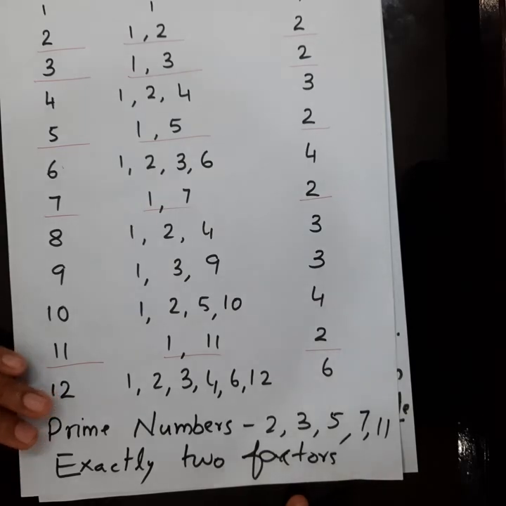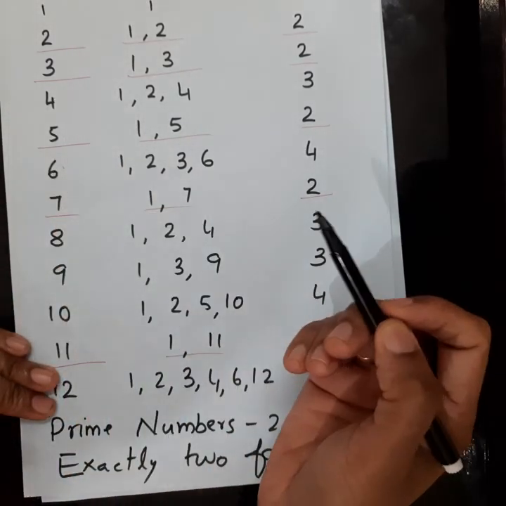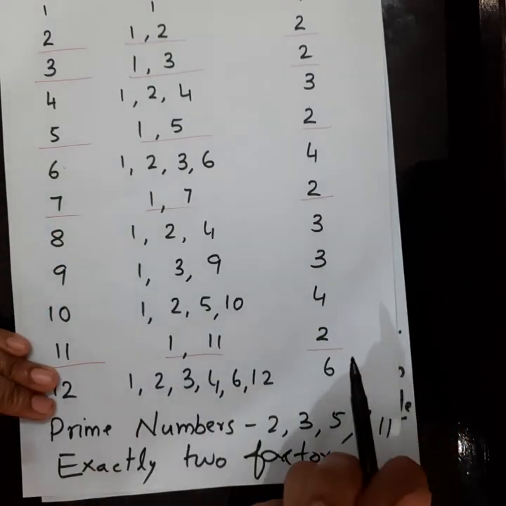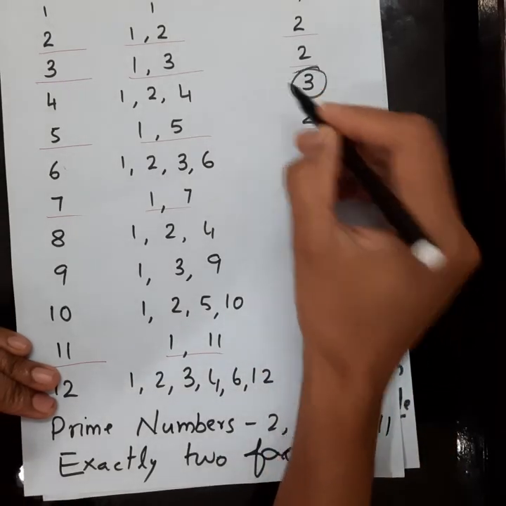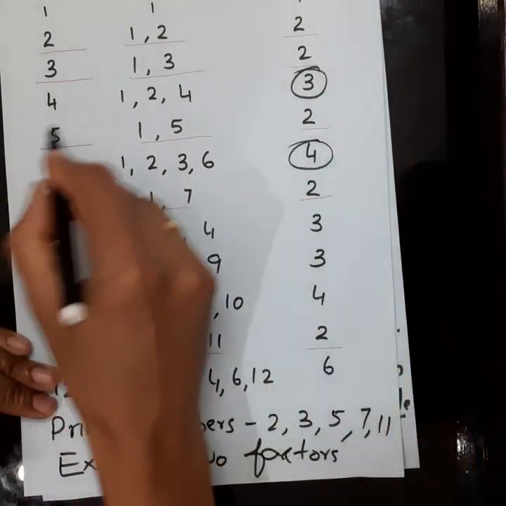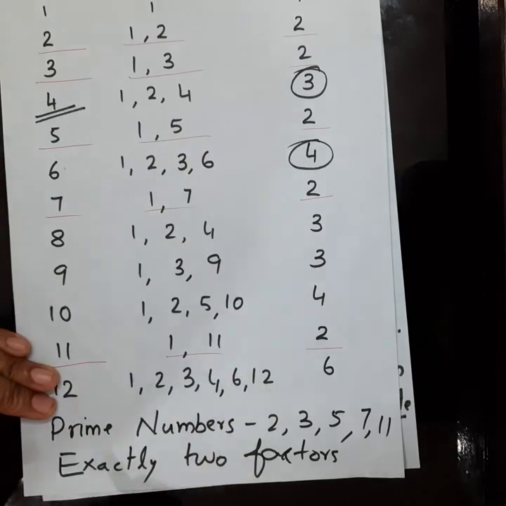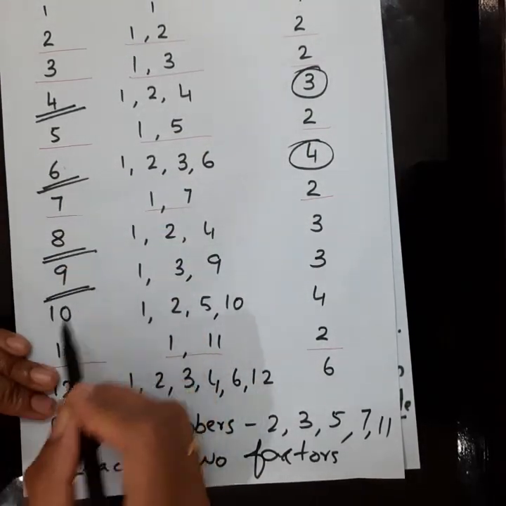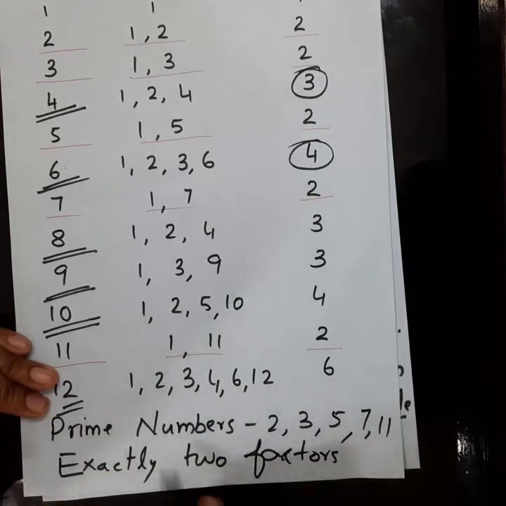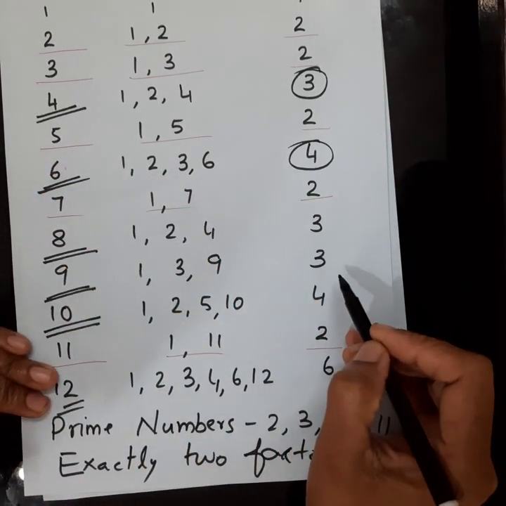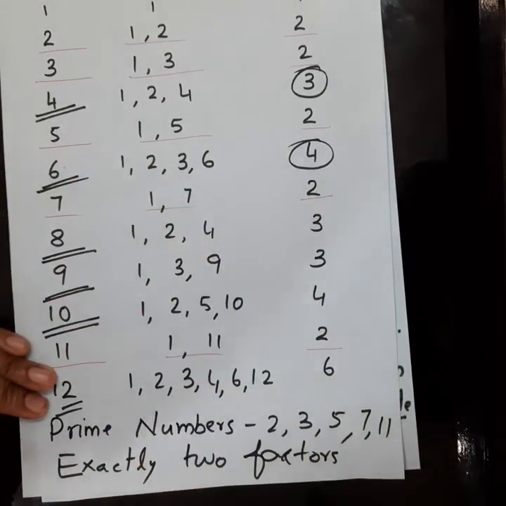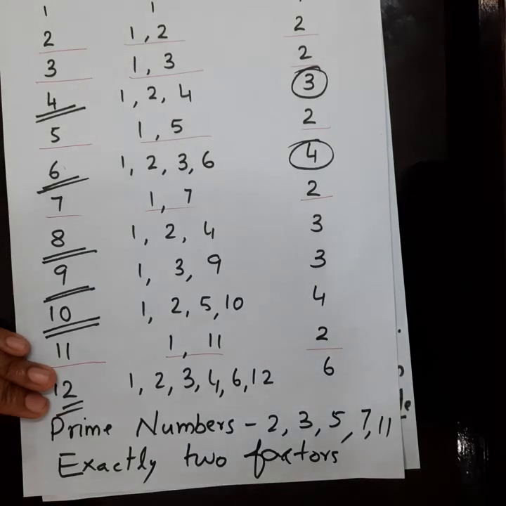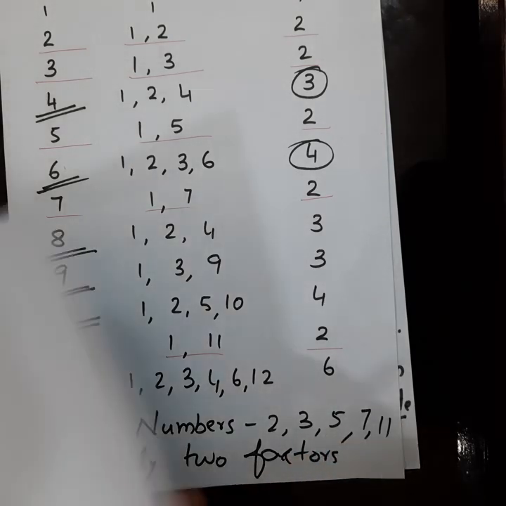Now, next are the numbers which are having more than 2 factors. That is, the number 4 has more than 2 factors. 6, 8, 9, 10, 12, all these are having more than 2 factors. Such numbers are called composite numbers. What are they called? Composite numbers.